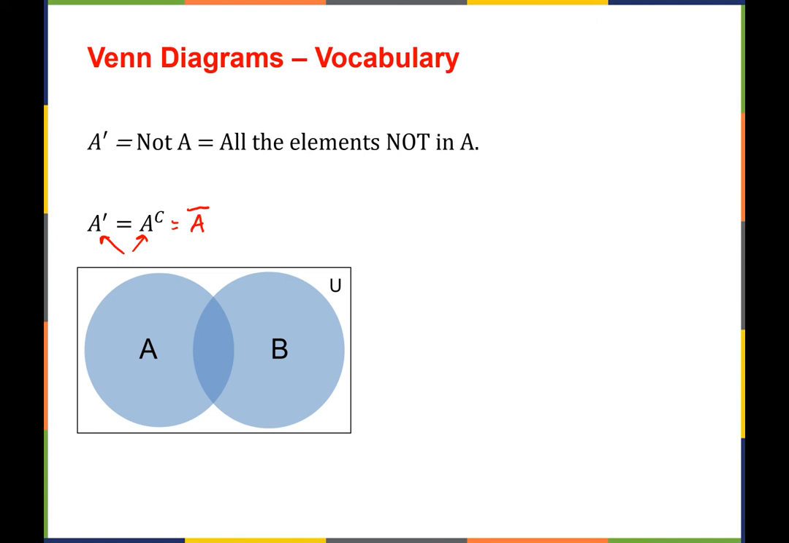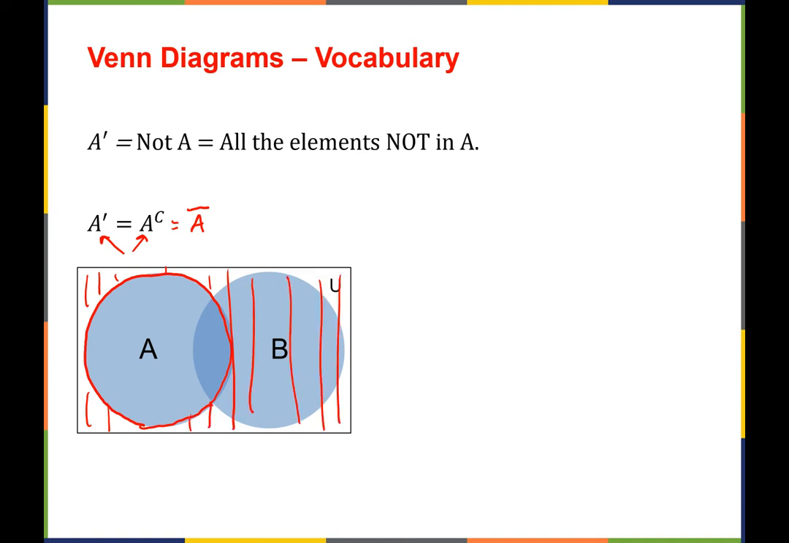So if we're going to draw a picture of that, we draw a circle around A, right? Draw our A circle, put a little border around it. That's how I like to think of it. And then we color everything that is not inside that circle. All of this is not A.